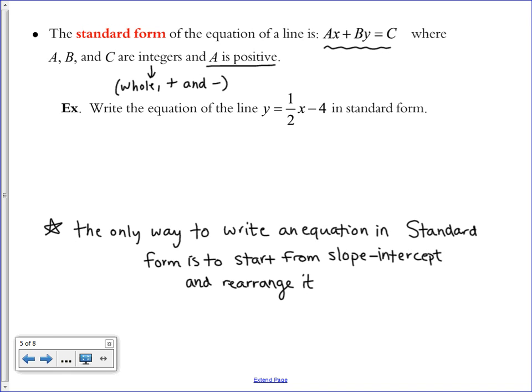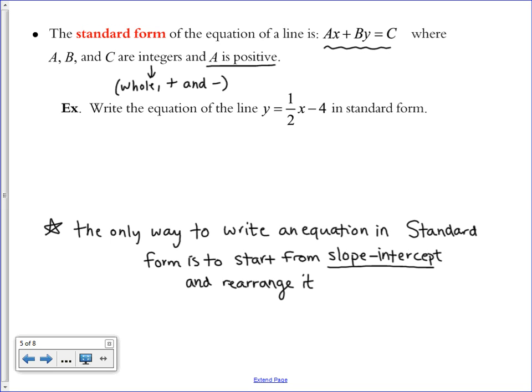What does that mean? So if I give you some characteristics of a line and I ask you to write the equation in standard form, you need to start by writing the equation in slope-intercept form. That's what we just practiced on the previous couple slides. So you're going to start by writing it in slope-intercept form. And once you have it in slope-intercept form, rearrange it to the proper order to put it into standard form. So standard form is just a rearranged version of slope-intercept form. That's how I want you to think about it.